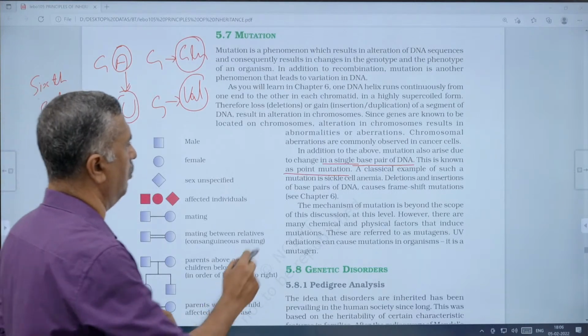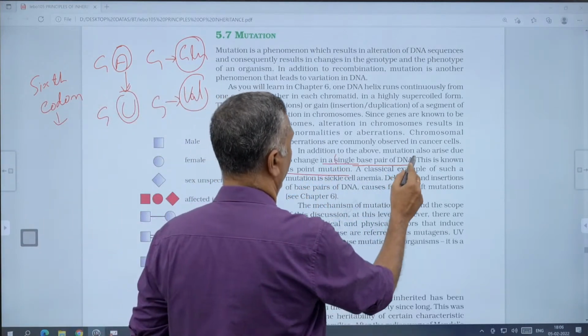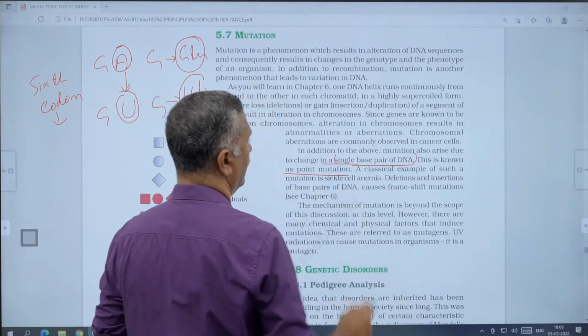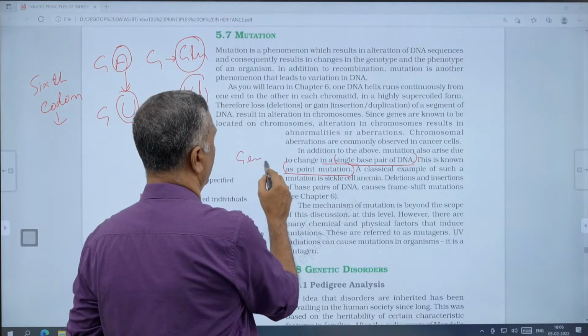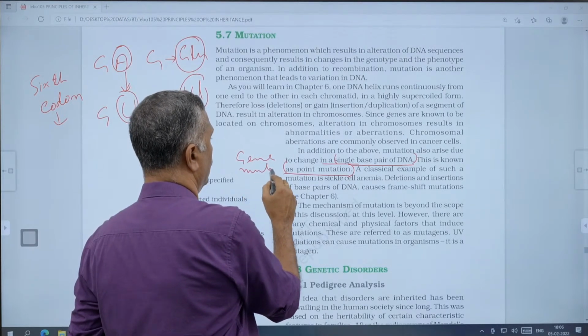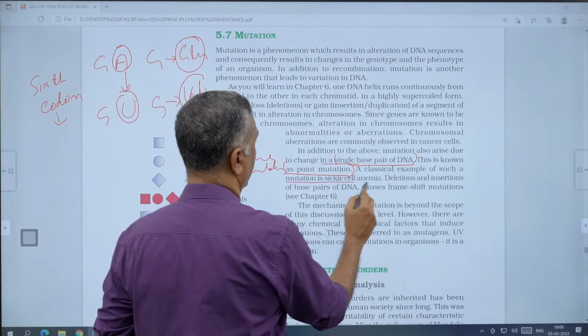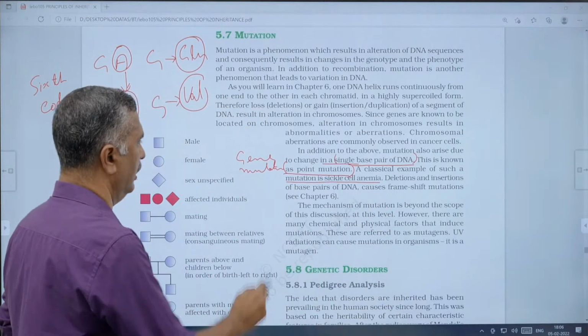It is a typical example of a change in a single pair of DNA. This is known as point mutation, or gene mutation. A typical example is sickle cell anemia. That's another mutation.